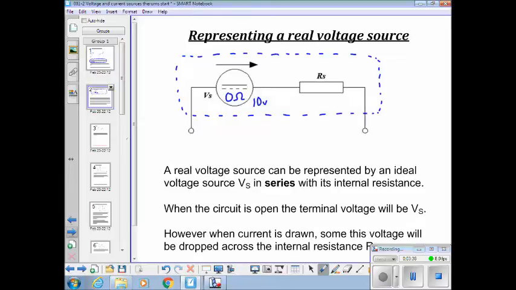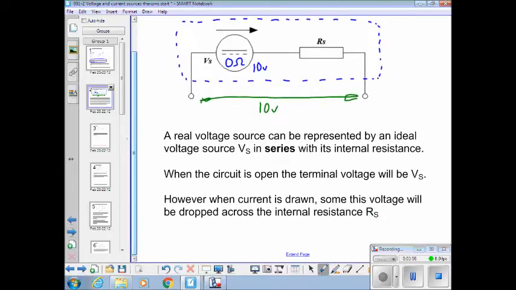When the circuit is open, open circuit like it is now, if we put a voltmeter across the terminals, we'd measure 10 volts, because there's no current flowing. So when the circuit is open, the terminal voltage will be Vs. However, when a current is drawn, some of this voltage will be dropped across the internal resistance.